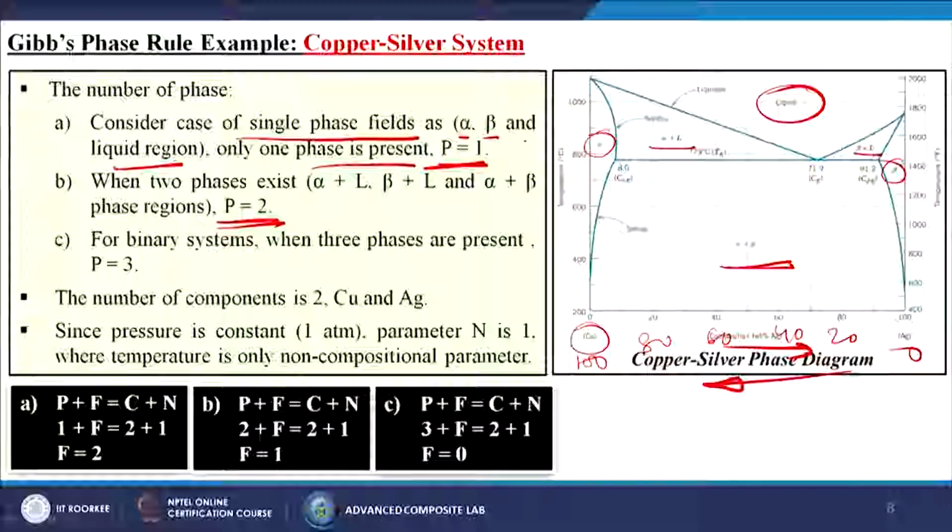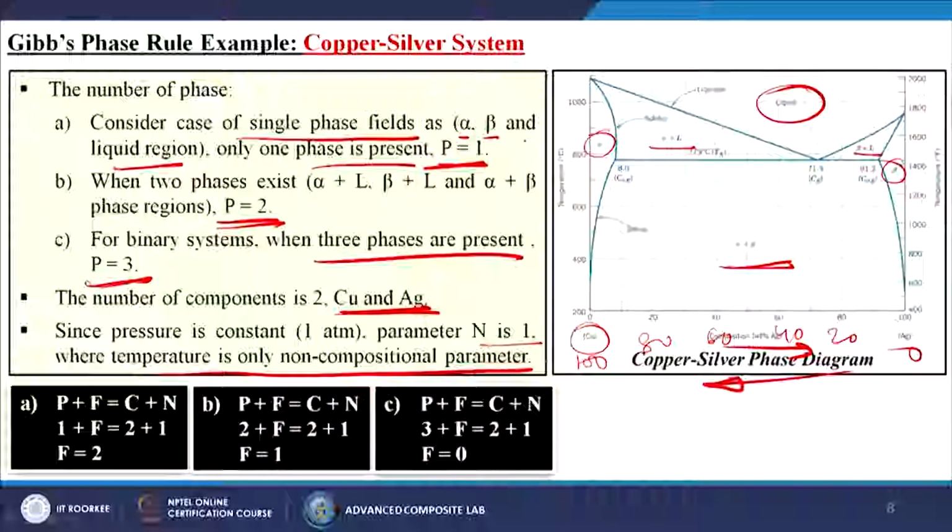For binary systems when 3 phases are present, at that time P is equal to 3. The number of components is 2, that is copper and silver. Since pressure is constant over here, at 1 atmosphere, parameter N is 1, when temperature is the only non-compositional parameter.